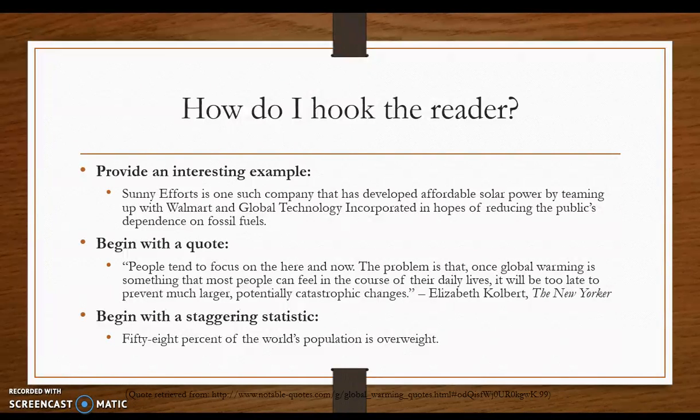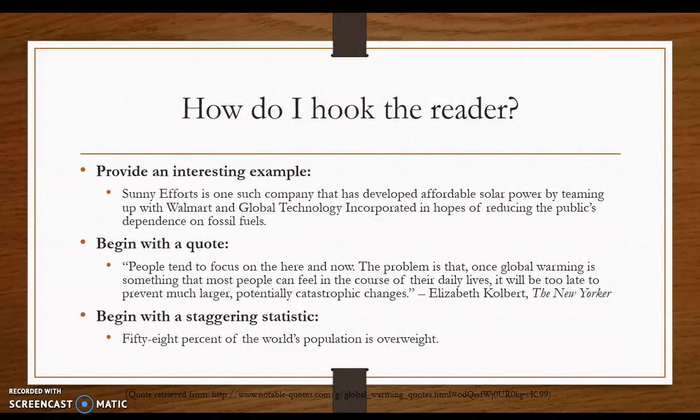So you could also begin with a quote. In this case: people tend to focus on the here and now. The problem is that once global warming is something that most people can feel in the course of their daily lives, it will be too late to prevent much larger, potentially catastrophic changes. And that quote was from the New Yorker, Elizabeth Kolbert.